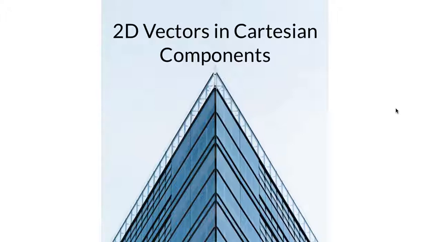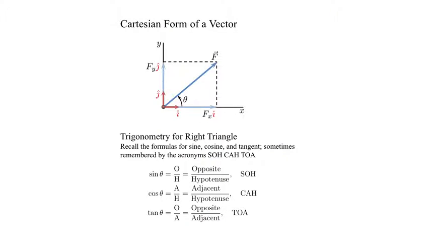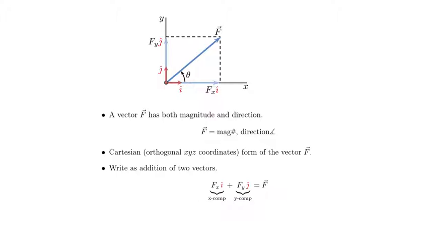Let's talk about writing two-dimensional vectors in Cartesian or rectangular components. Recall the formulas for sine, cosine, and tangent for a right triangle, sometimes remembered by their acronyms. A vector f has both magnitude and direction.